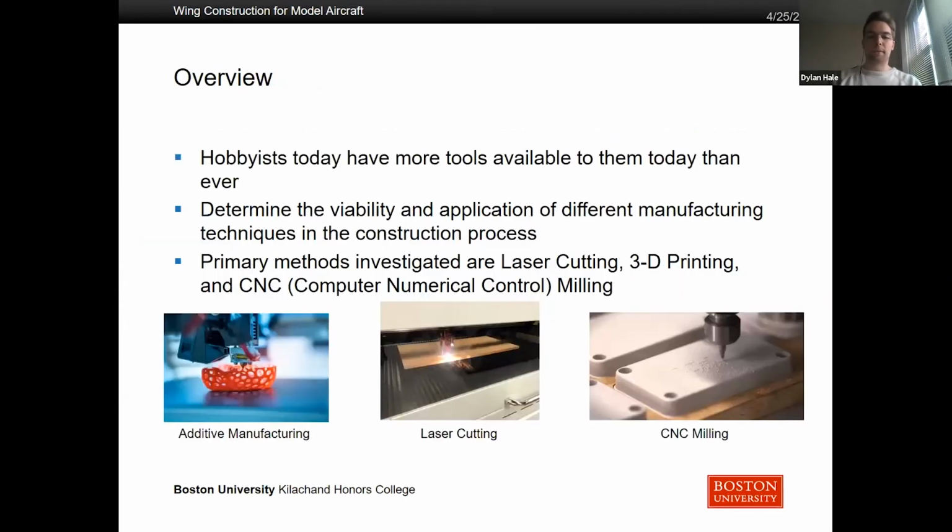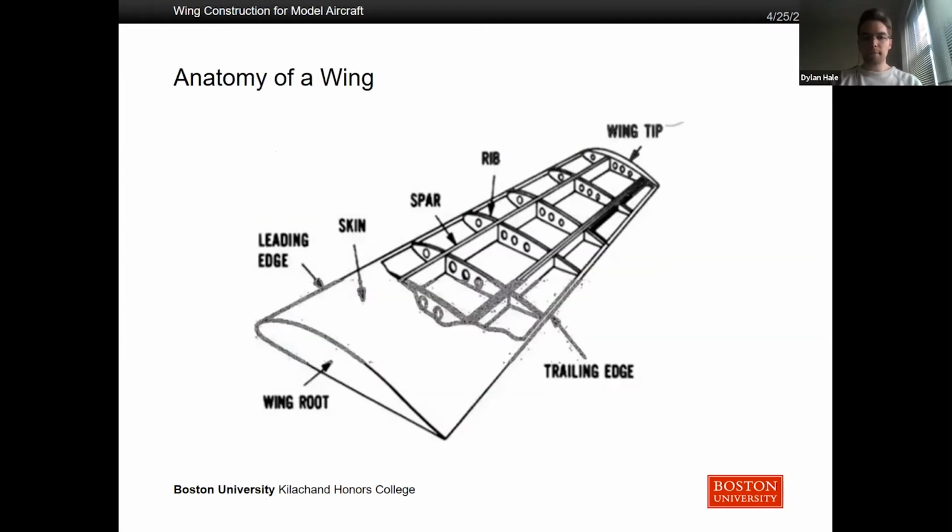So the main methods that we looked at were laser cutting, which is basically using a laser to cut through a material like wood or plastic, 3D printing, also known as additive manufacturing, which I'm sure many of you are already familiar with, and then CNC milling, where CNC stands for computer numerical control, where basically you use a program to upload your design, and then the mill itself is basically an automated drill bit, which will then go through and cut out the part that you want.